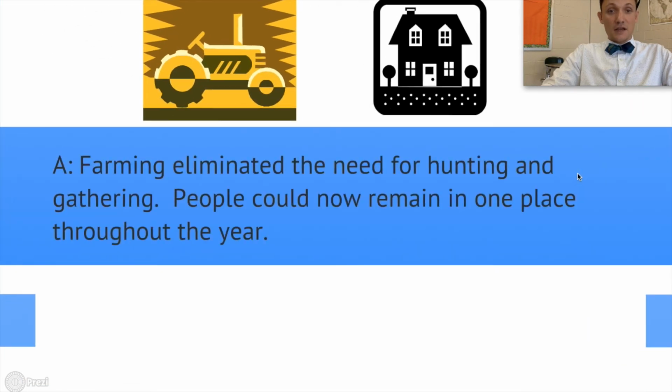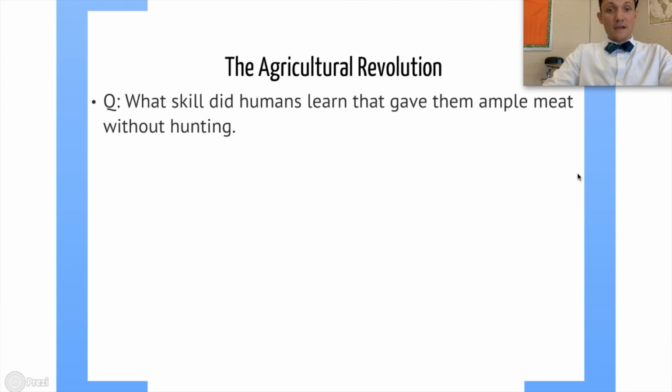The answer is farming. Farming is going to eliminate the need for hunting and gathering. People can now remain in one place throughout the year, and so start these civilizations. Nomads don't have civilizations because they're constantly moving around to find food. Now, the agricultural revolution is going to be a huge impact as well.